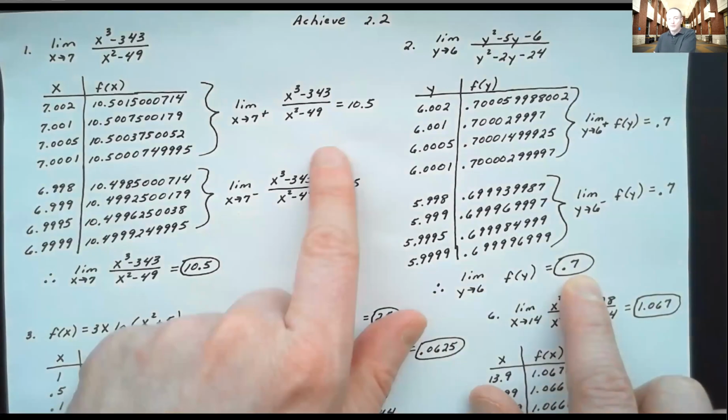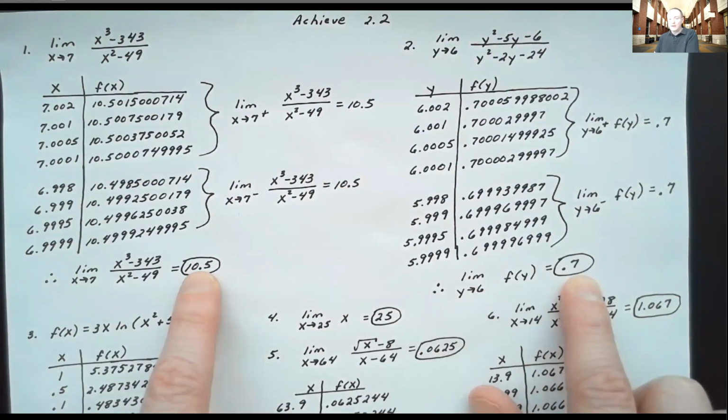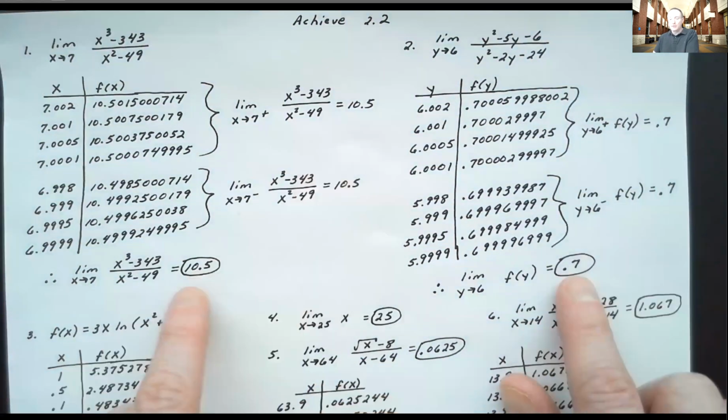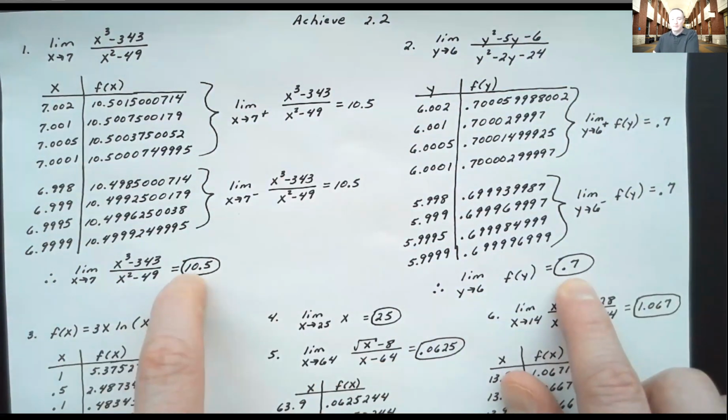Now, remember from the notes, that's the only time you can say an overall limit is approaching one number: if the right and the left-hand limit both go to that number, then the overall limit goes to that number.